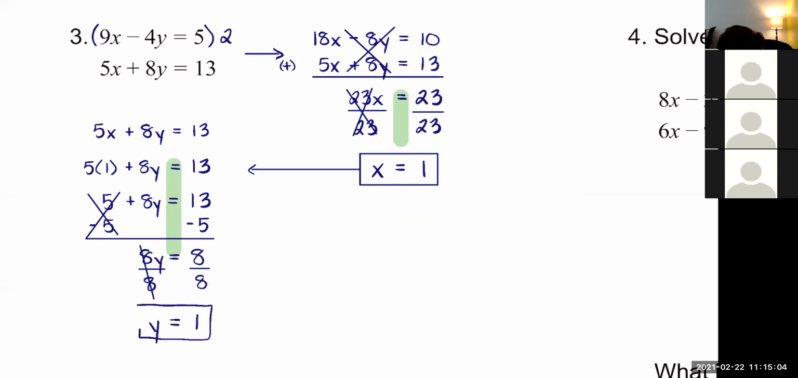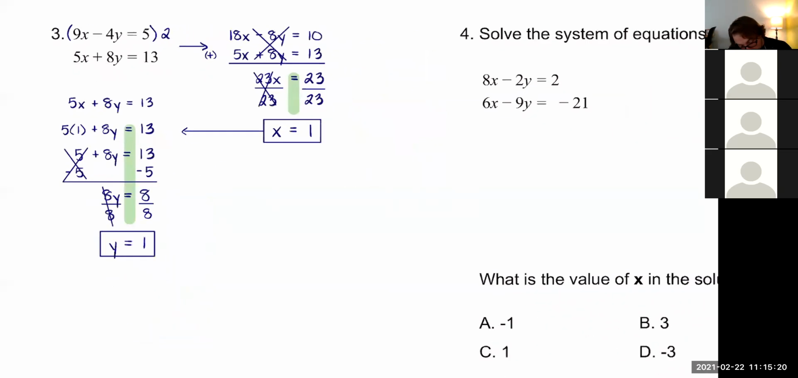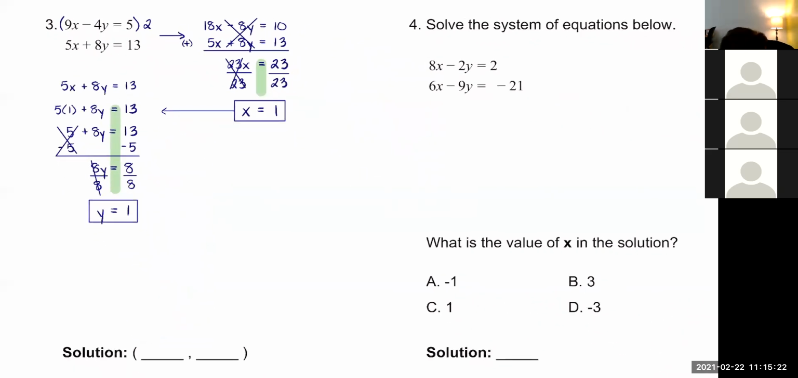Now, be careful. This is a coincidence. They don't always turn out to be the same number. It just happens sometimes. What's our final solution then? 1, 1. That is the point where those 2 lines intersect if I were to go back and graph them, which thank goodness we're not.